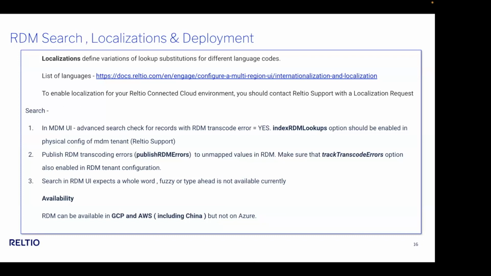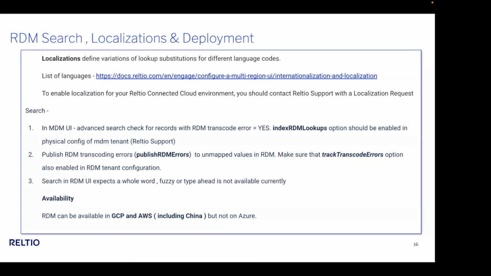And then once you have this, the other important thing that we also talked about: if you are loading data into MDM and it does not find any mapping in RDM, you want to get those into RDM as unmapped values. So you have to make sure that publish RDM errors is enabled in MDM, and that track transcode error is also enabled. Both these options need to be enabled if you want to automatically track these values inside RDM, right?